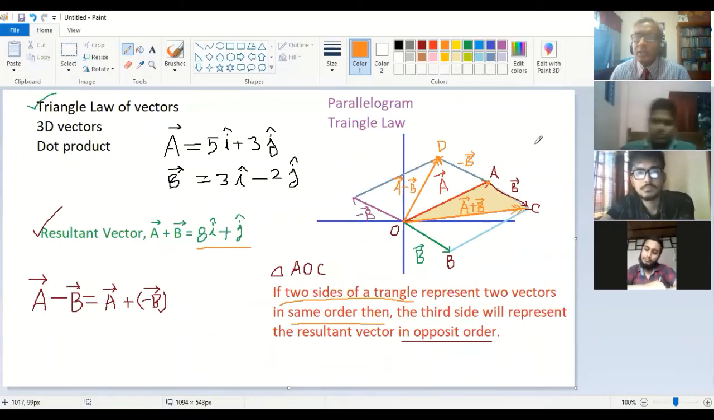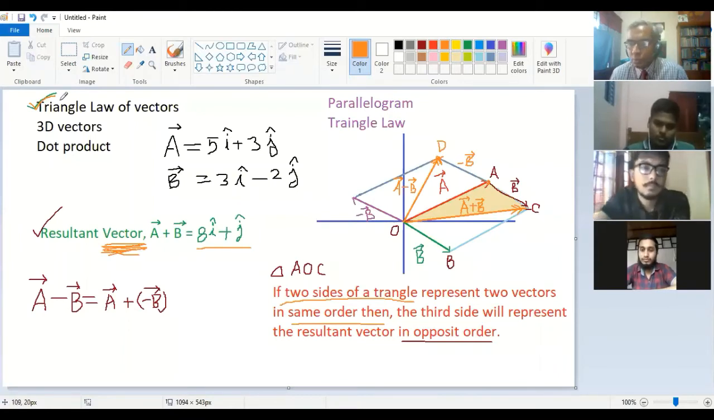Is that okay? Yes, sir. So this is how we combine two vectors together. A vector may be force, velocity, or any other quantity which has value and direction. So this is the thing we wanted to discuss, the triangle law of vectors. So the first thing is done.